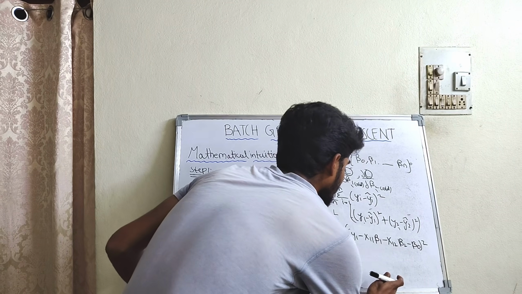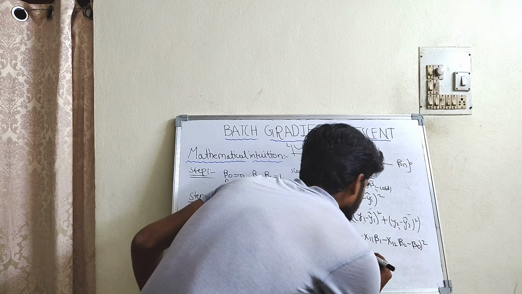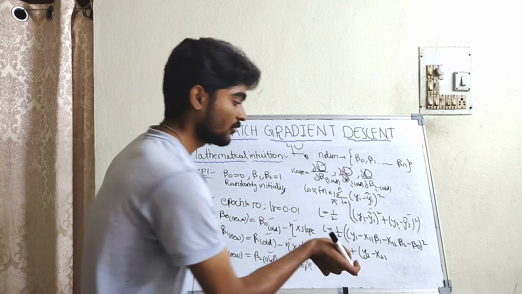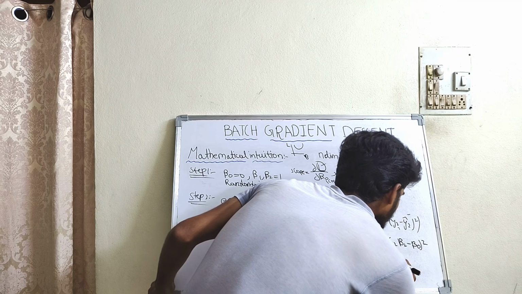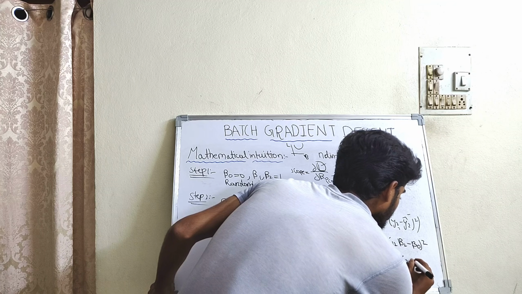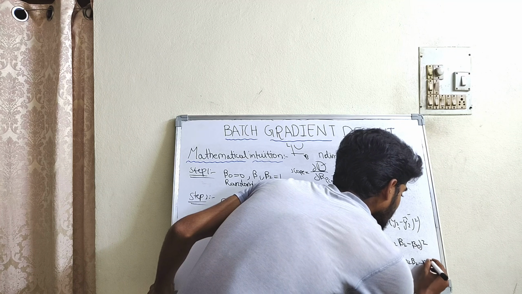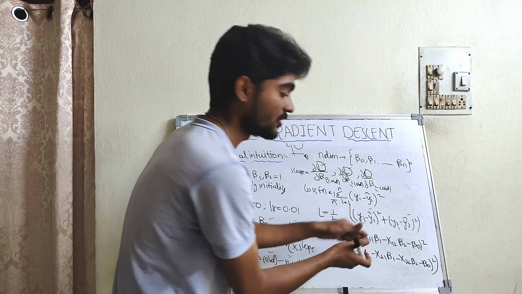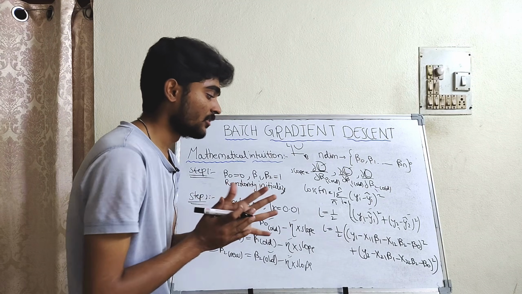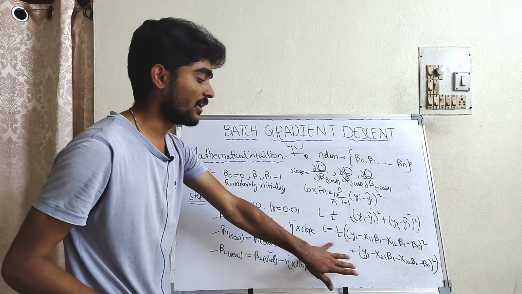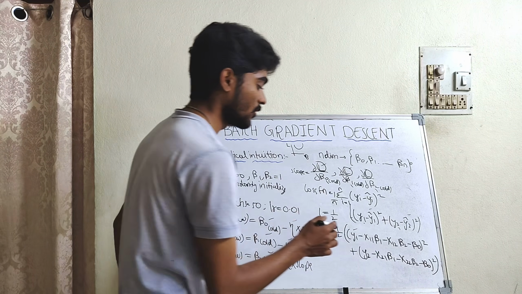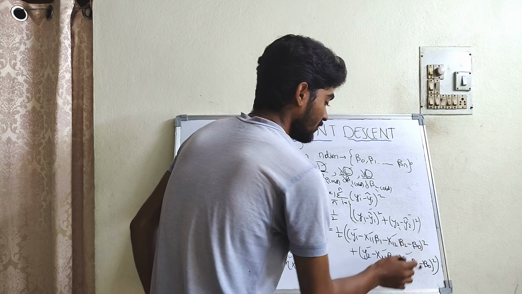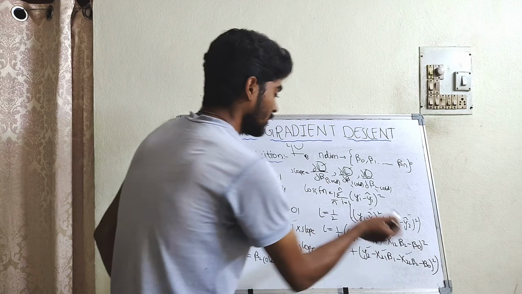Now for the second row of data we'll have y2 minus x21 beta 1 minus x22 beta 2 minus beta naught, whole square. We are calculating it for the second row of data. This is the expanded form of this loss function. Now we have happily determined our loss function value. Here we know y1, the true output, from the data, and we also know the beta 1, beta 2, beta naught values from here.